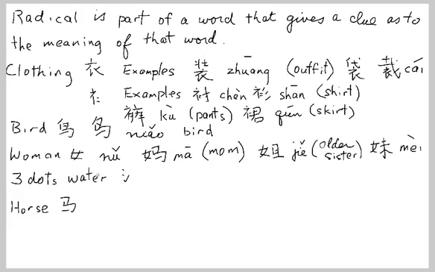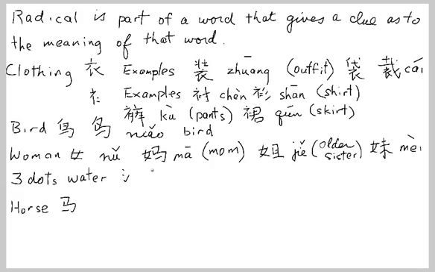Another radical which is very common is the 3 dot water. In Chinese it is 三点水. San means 3, 点 means dots, 水 is water, so 三点水. And many words that have something to do with water have this 三点水 radical on the left.